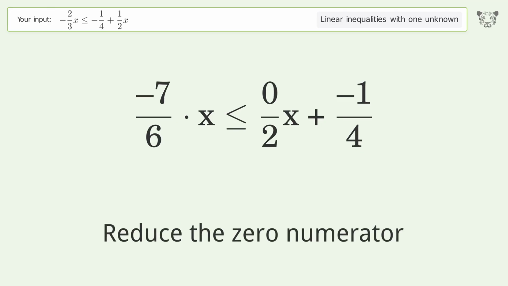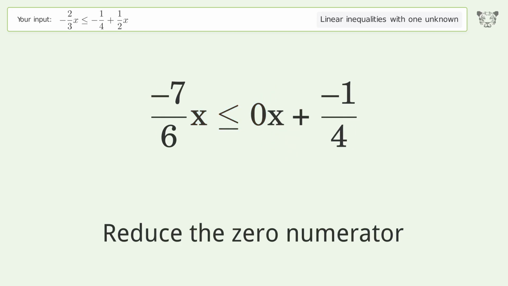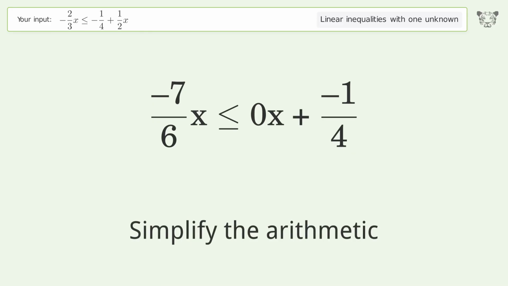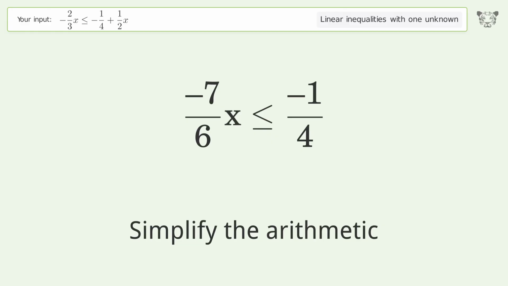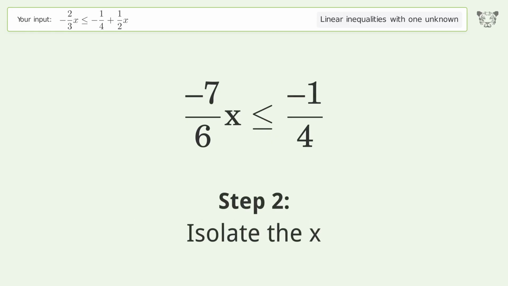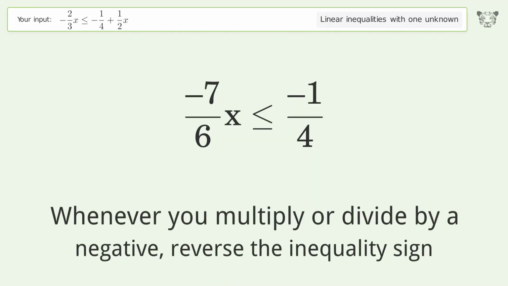Reduce the zero numerator. Simplify the arithmetic. Isolate the x. Multiply both sides by inverse fraction 6/-7. Whenever you multiply or divide by a negative, reverse the inequality sign.